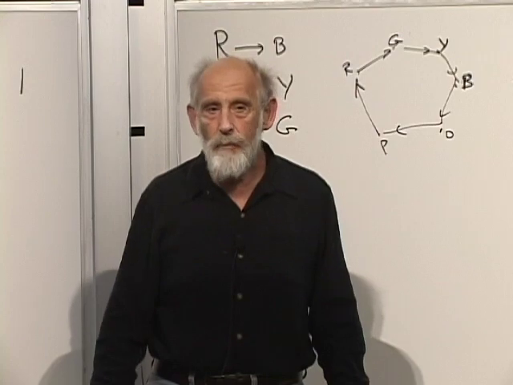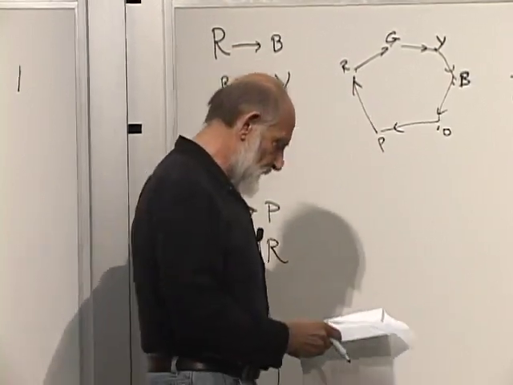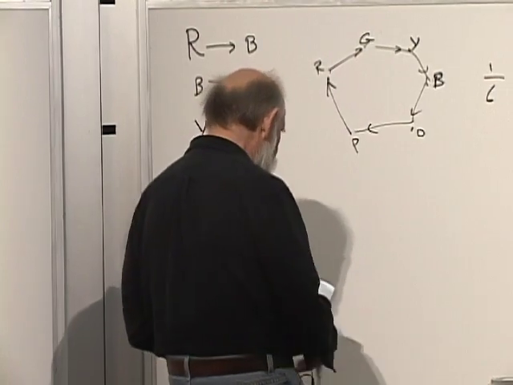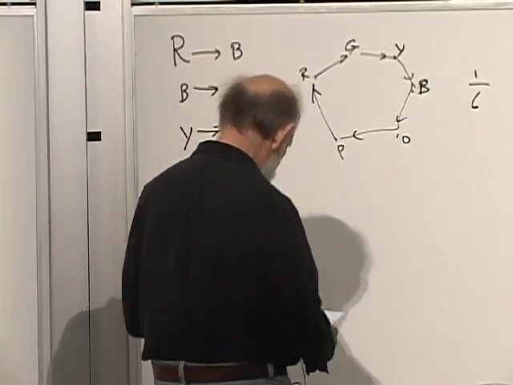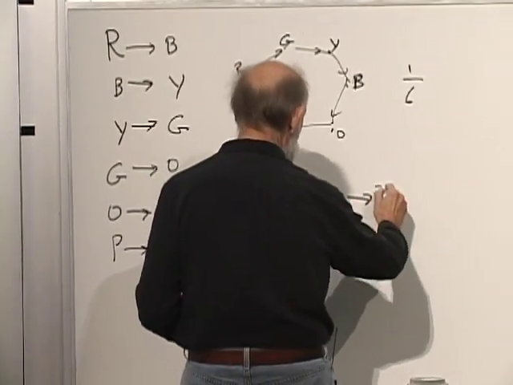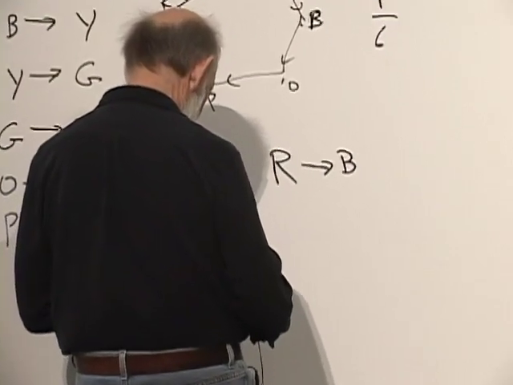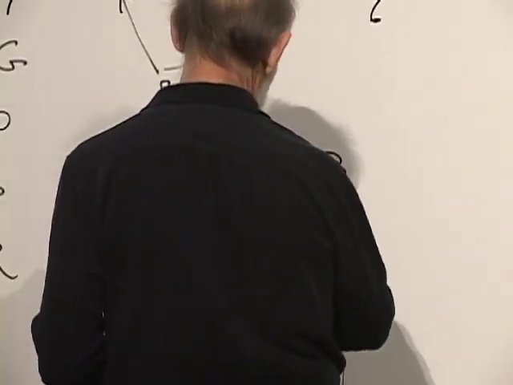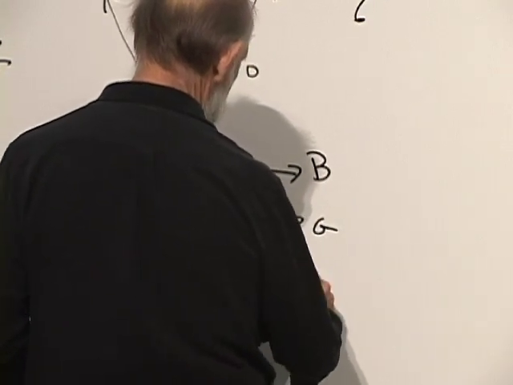But is it completely robust? No. I'll give you an example of a law which gives a different answer, or it doesn't give an answer altogether, really. That's the point. Okay, so here it is. Red goes to blue. Blue goes to green. And green goes back to red.